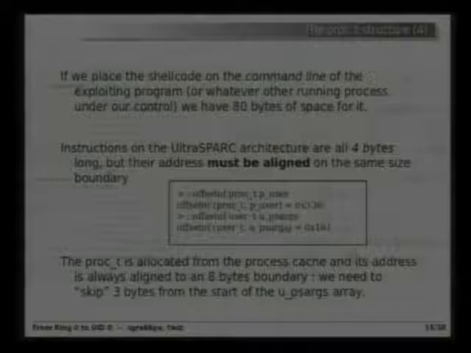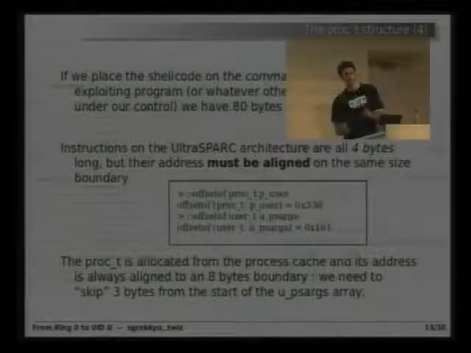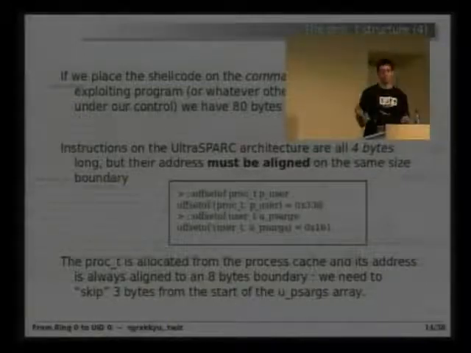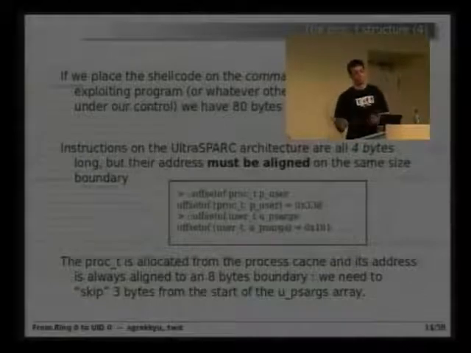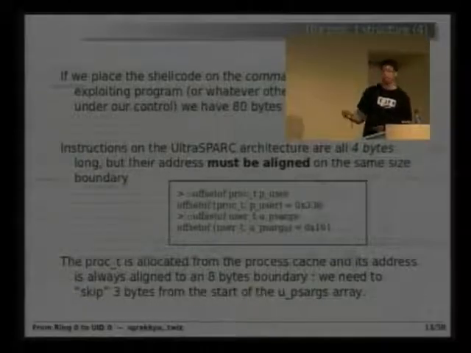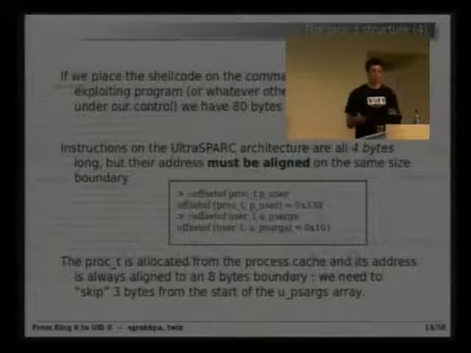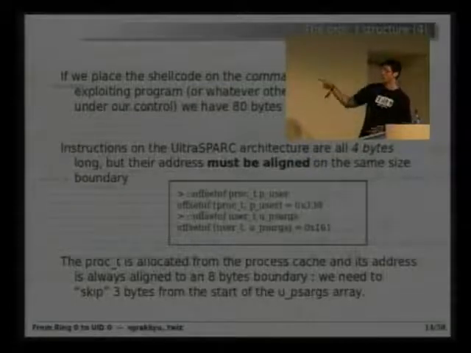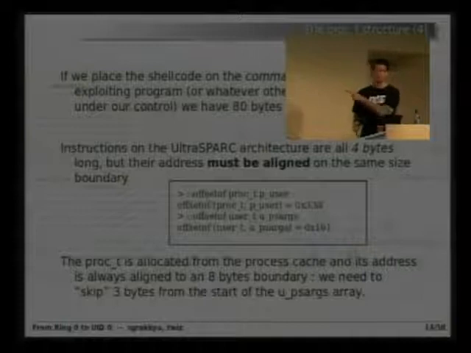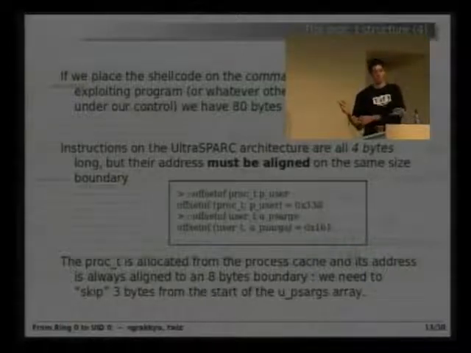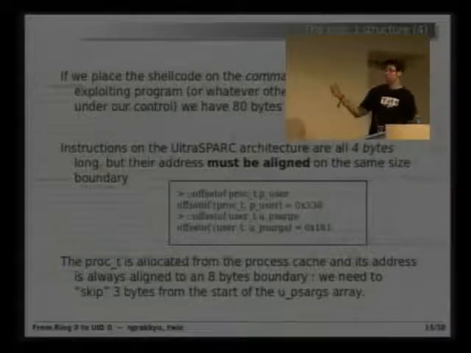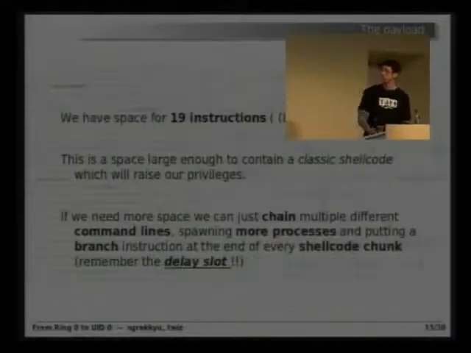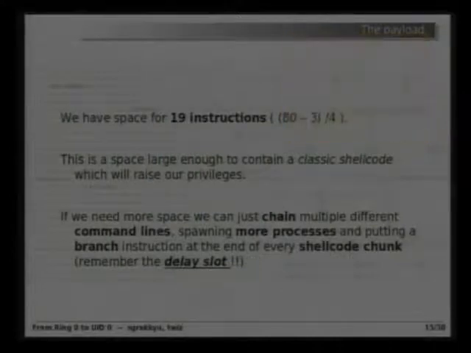But we have to check one more thing. You know that on UltraSPARC, each instruction is 4 bytes long. So every time the CPU accesses an instruction, it checks if the address you are accessing is aligned on a 4-byte boundary. If it is not, it will be a trap, it will be a panic. So we need to check if this offset is actually on a 4-byte boundary. And it is not. But it's not really a big problem. We just skip 3 bytes, and we are on an aligned address. So we have space for 19 instructions.